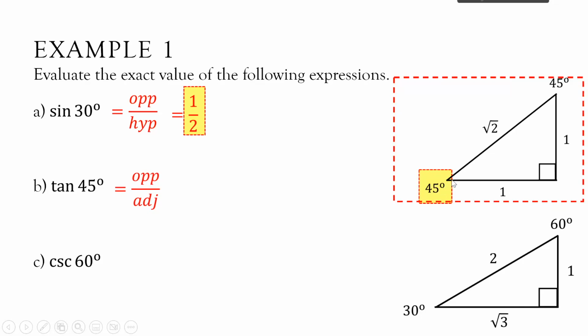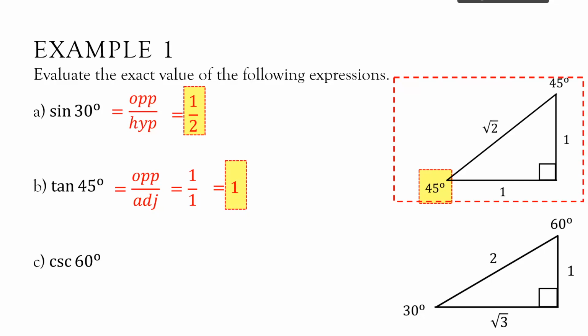So if I look at 45 degrees here, focusing on this angle, what's opposite of this 45? That's 1. What's adjacent? It's also 1. So I have 1 divided by 1, or I can simplify this to be just a positive 1, giving me my final answer.